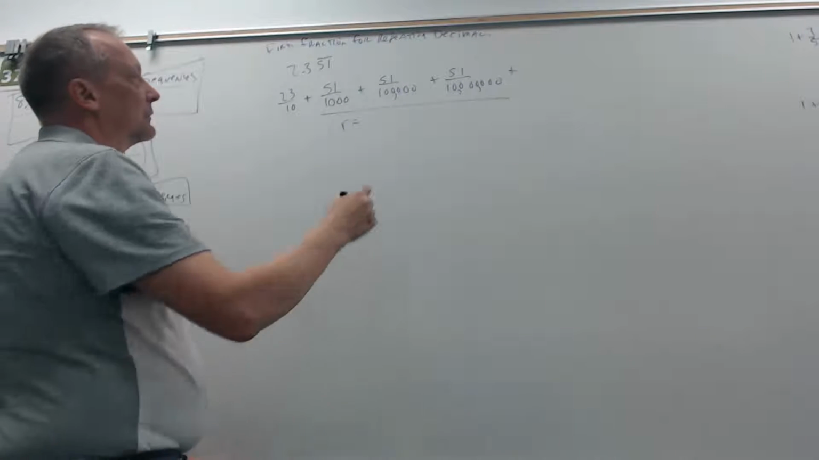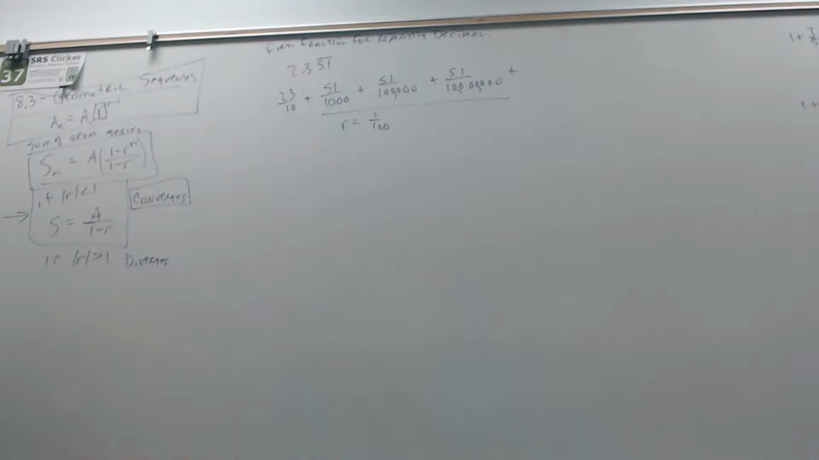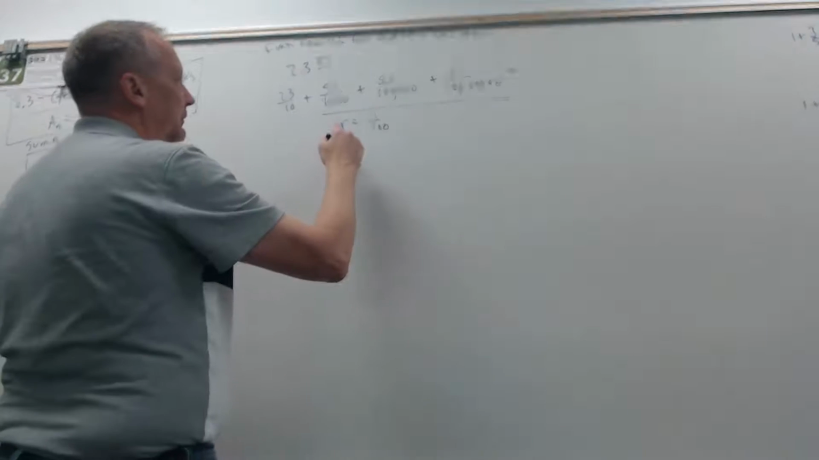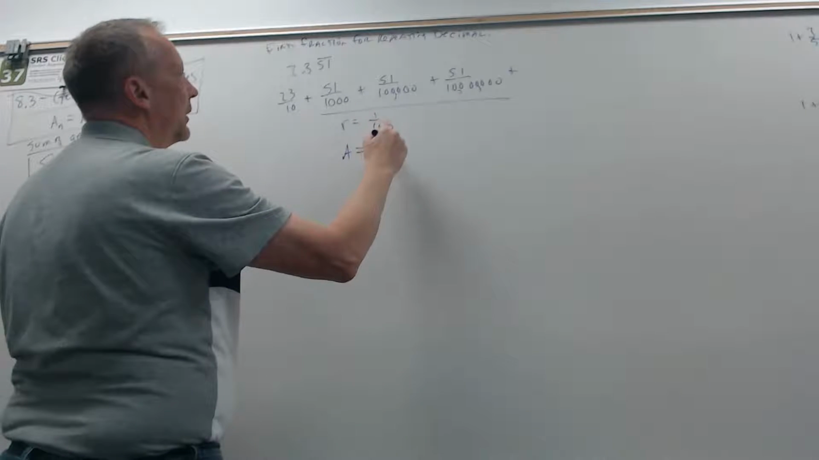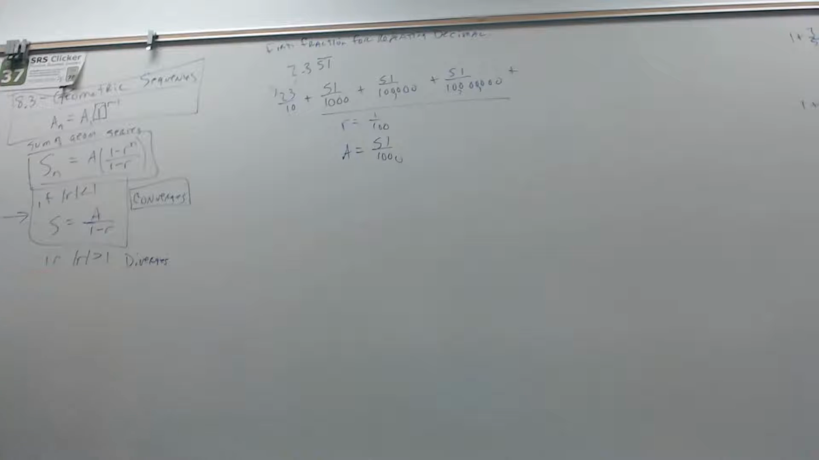1 over 100. 1 over 100, right? Okay. So, what is my first term? 51 over 100. We're ignoring this. We're going to ignore that for just a minute. Okay?